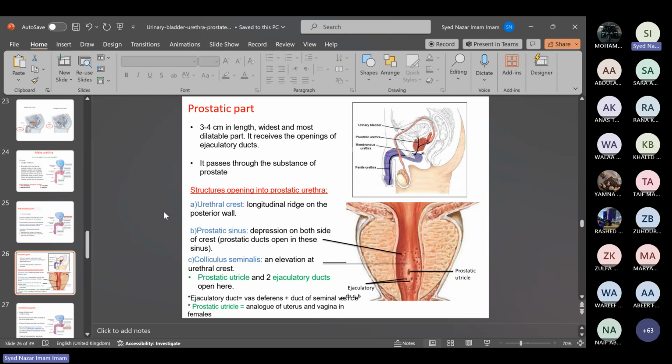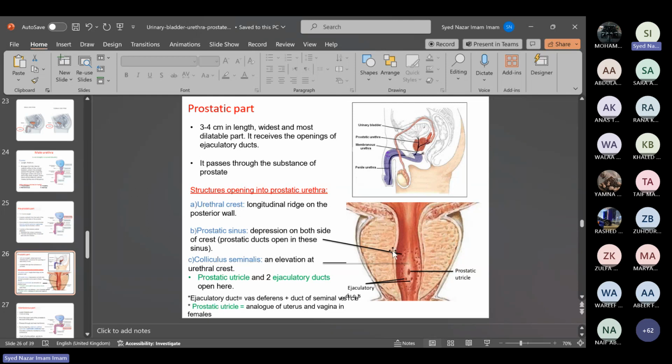Okay. Now, the most important part here is the prostatic urethra. And you can see the prostatic urethra. This is about 4 centimeter in length and it is the widest and most dilatable part. So this is important to know, especially in this case, because this is all about the benign prostatic enlargement. And when there is the benign prostatic enlargement, it compresses the prostatic urethra and it leads to the obstructive symptoms.